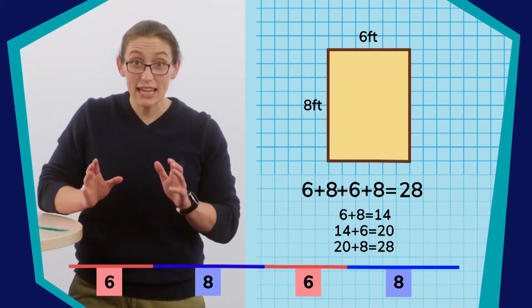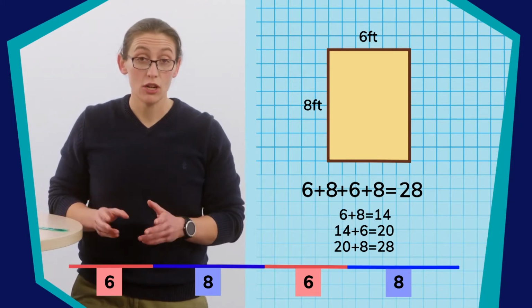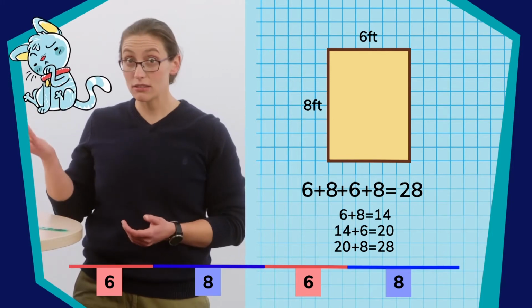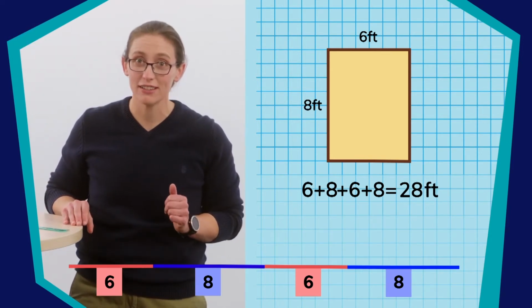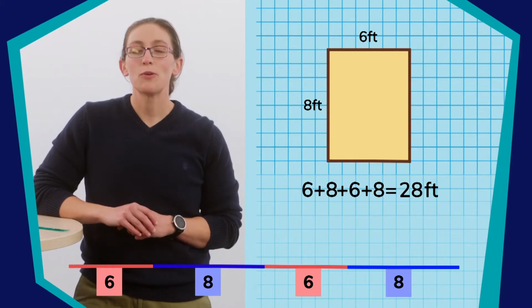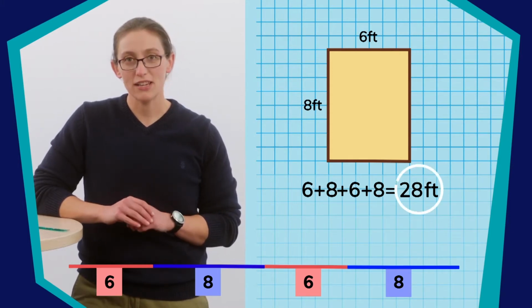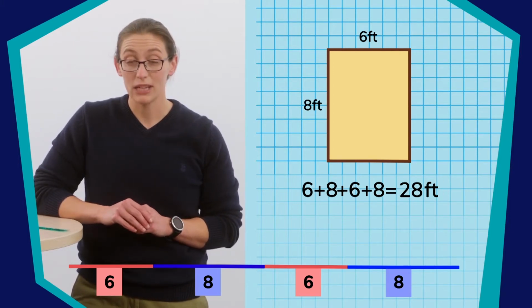But we can't forget what we're talking about. 28 what? Cats? Ironing boards? Of course not. We're talking about feet. So for this sandbox, we would need 28 feet of wood to go around it.